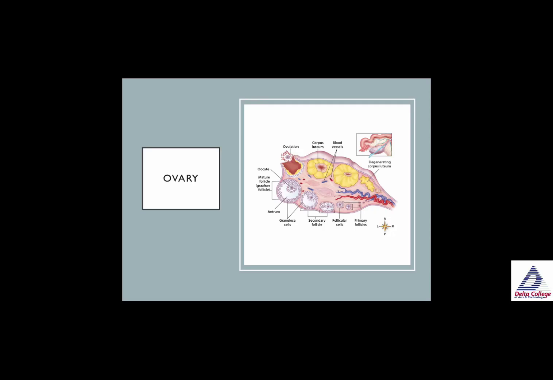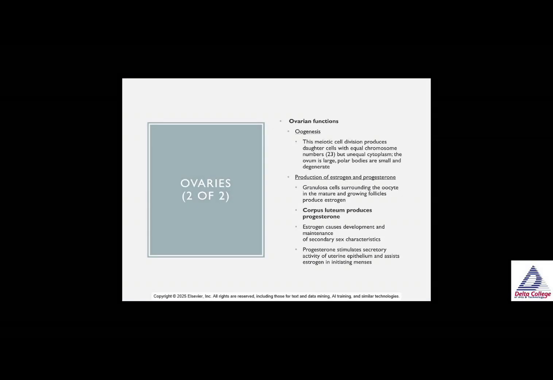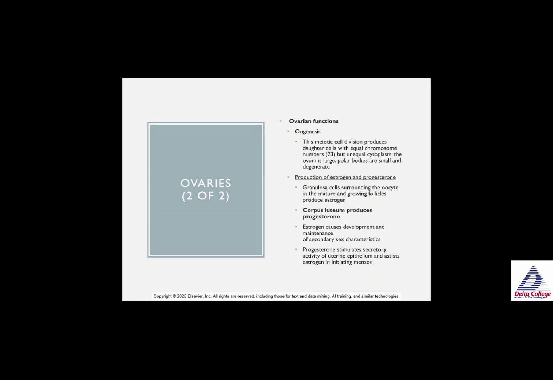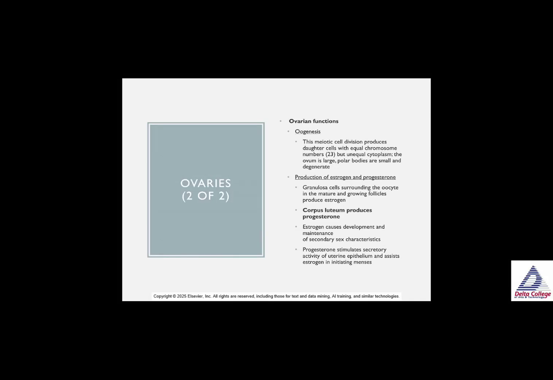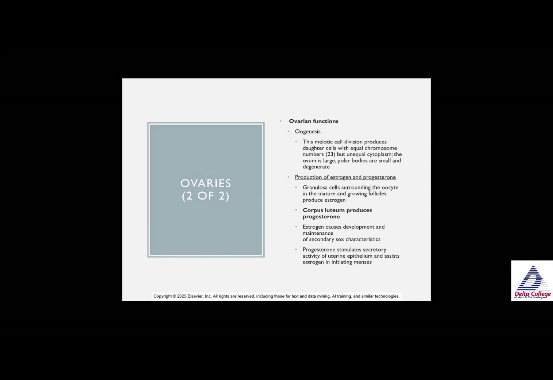Again, this turns into a hormone secreting cell. It's got blood vessels. Then there's secretion of progesterone by the corpus luteum, and it starts to degenerate and stuff gets reabsorbed into the bloodstream. So the functions, oogenesis. This is the meiotic cell division, produces daughter cells with equal chromosomes, numbers of 23, but unequal cytoplasm. The ovum is large, polar bodies are small, and they start to degenerate.